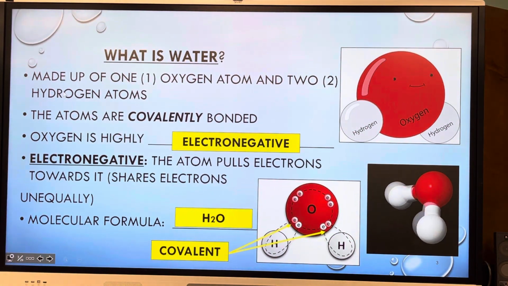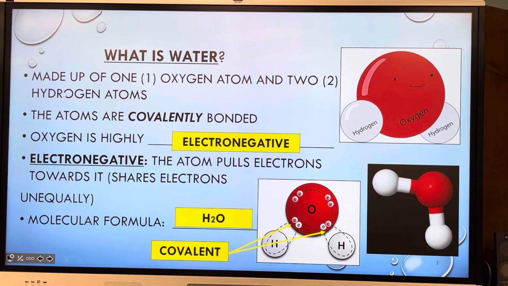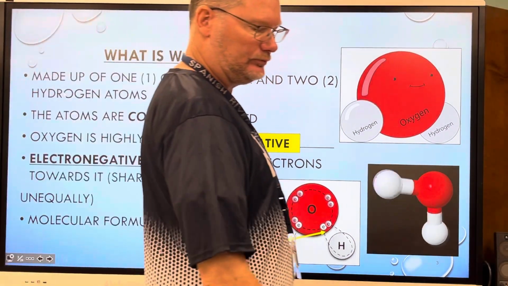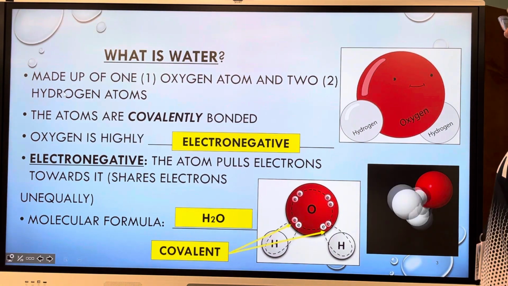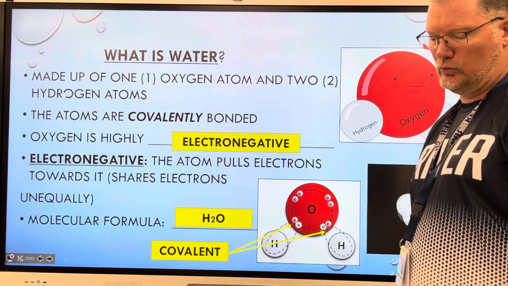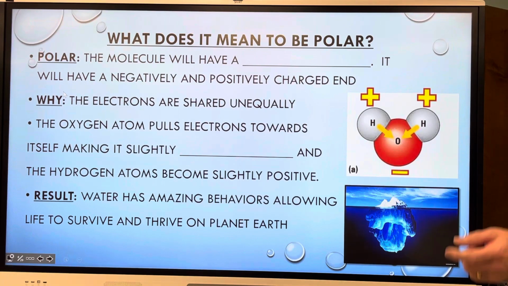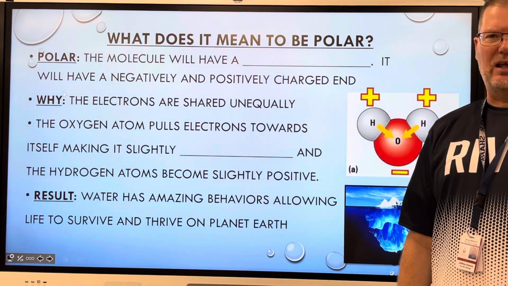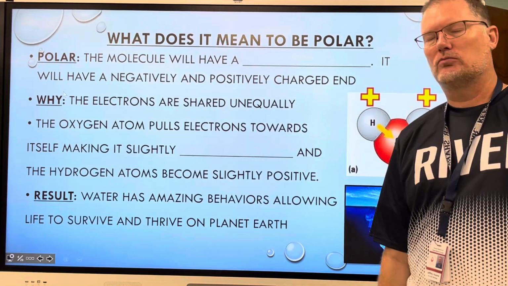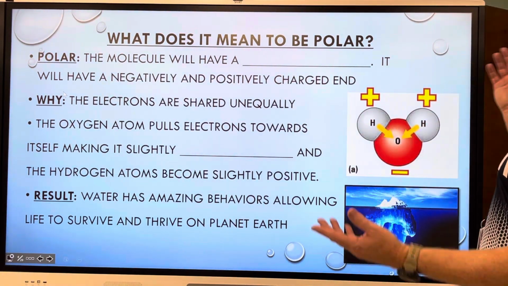make sure that you are labeling those, okay? All right. The notes are kind of short today, only 29 slides, so we should get through this pretty quickly. But we're actually doing it in two parts, because the second part has an 11-minute video that we're going to watch. So what does it mean to be polar?